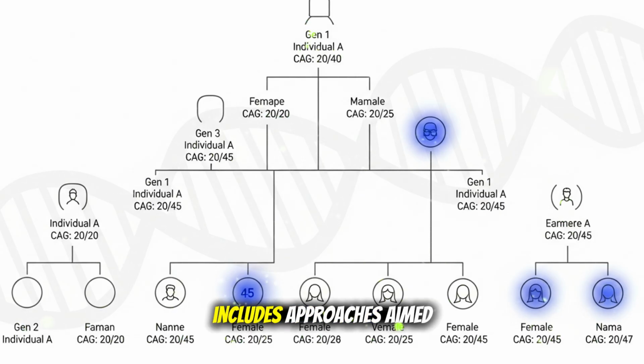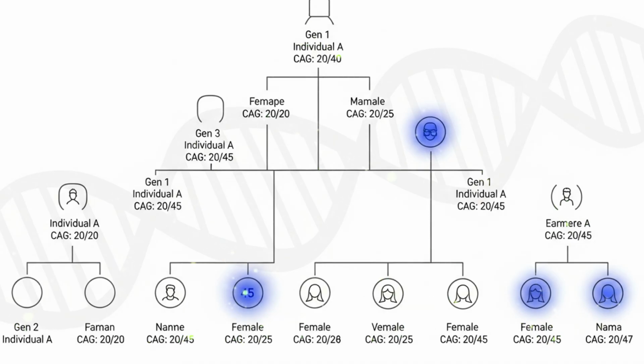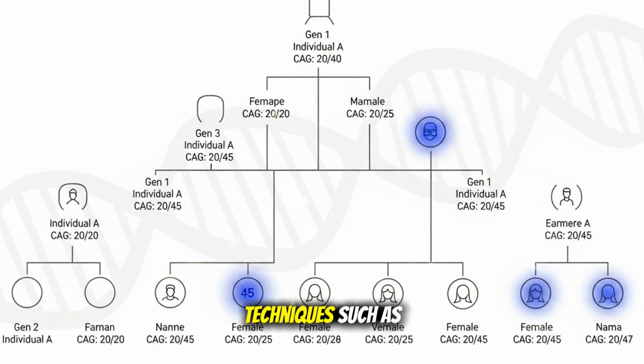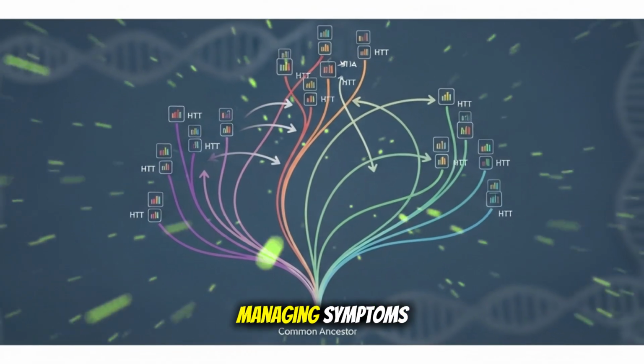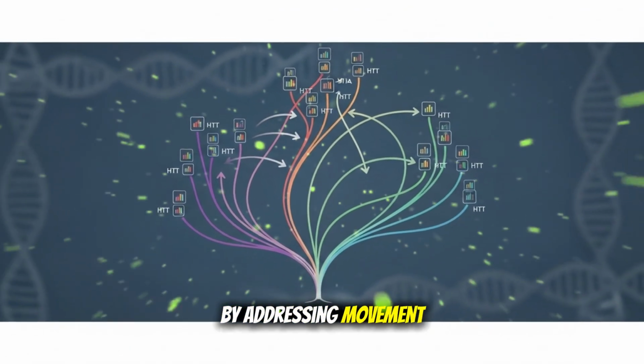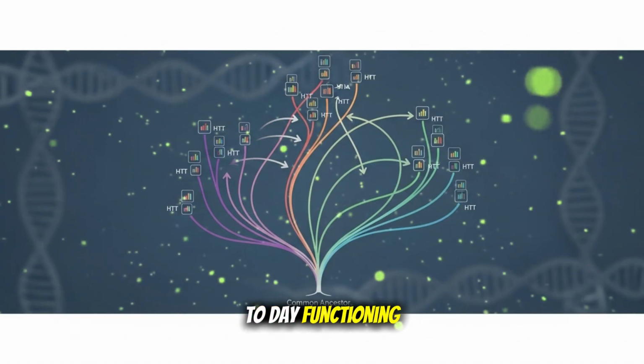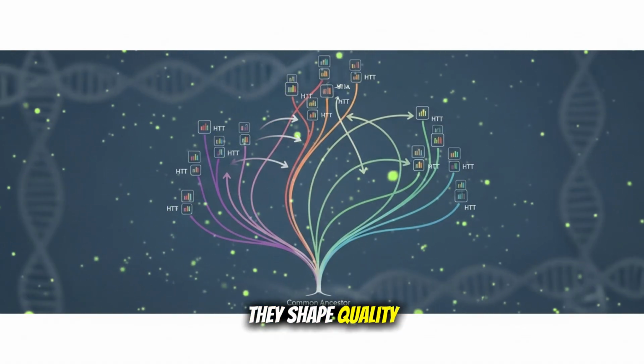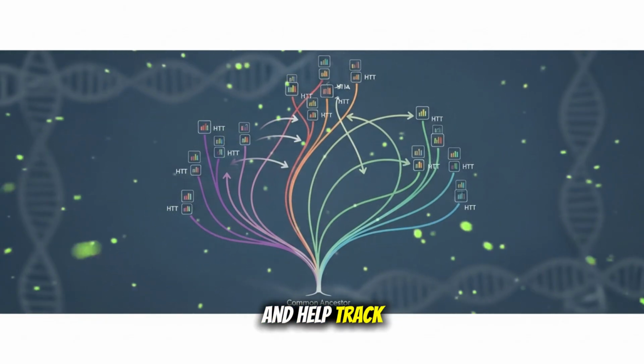Therapeutic research includes approaches aimed at reducing production of the mutant HTT protein, stabilizing cellular environments, or improving neuronal resilience. Techniques such as gene silencing strategies and RNA-based treatments illustrate the direction of current investigation. In contrast, supportive treatments focus on managing symptoms by addressing movement, cognition, and day-to-day functioning. While these approaches do not halt the underlying process, they shape quality of life, outcomes, and help track patterns of progression across diverse populations.